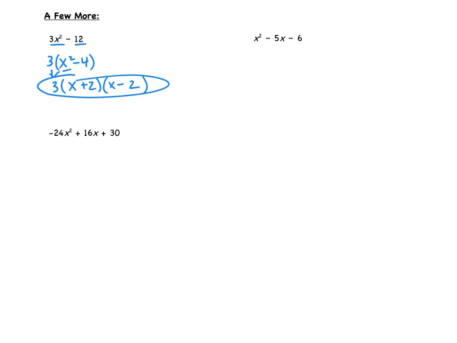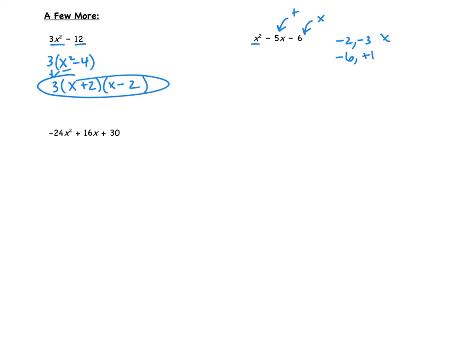Okay, next problem. This is a product sum. We're looking for two numbers that multiply to negative 6 and add to negative 5. A lot of you probably think of negative 2 and negative 3. That does not work though. That multiplies to positive 6, not negative 6. So this one's a little tricky. It's negative 6 and positive 1.